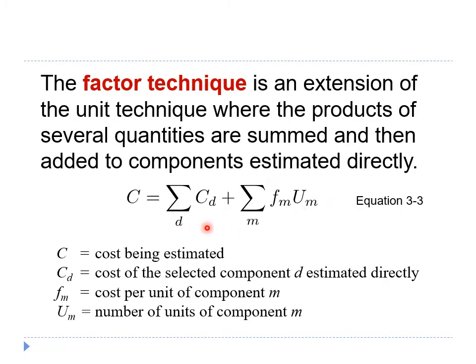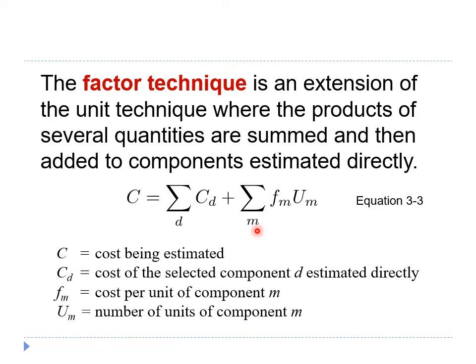Here is the formula for the factor technique, which consists of two parts. The first part is the summation of the components that can be estimated directly. The number of components is given by D. The second part is the formula for the unit technique. Here we use M to represent the number of components that are estimated using the unit technique.